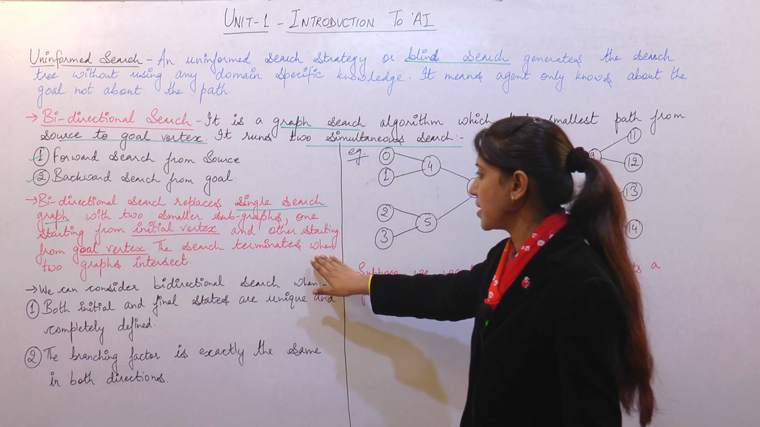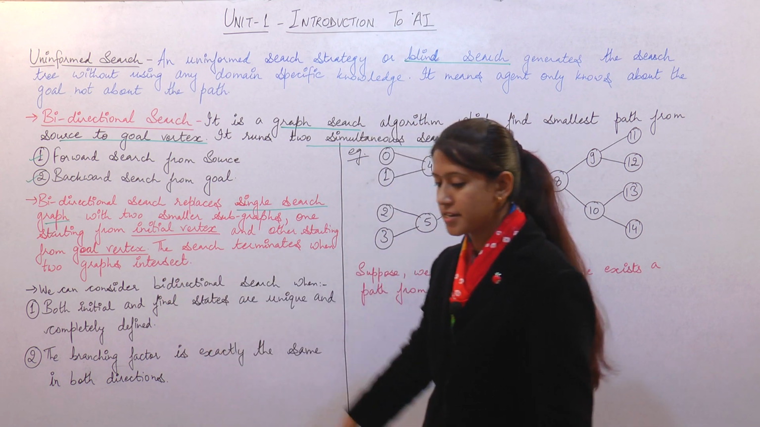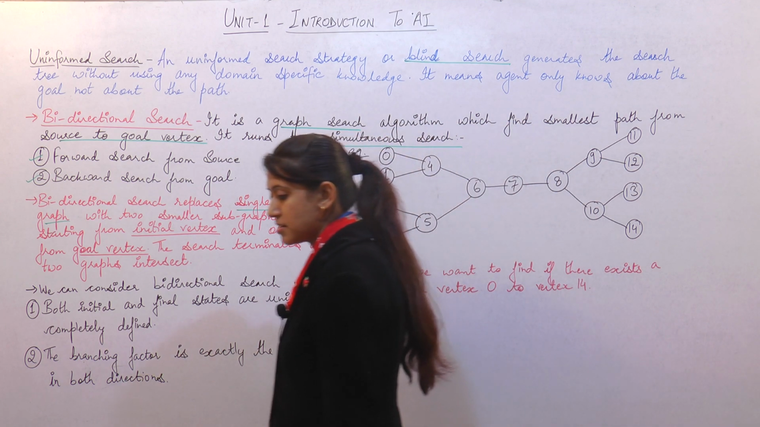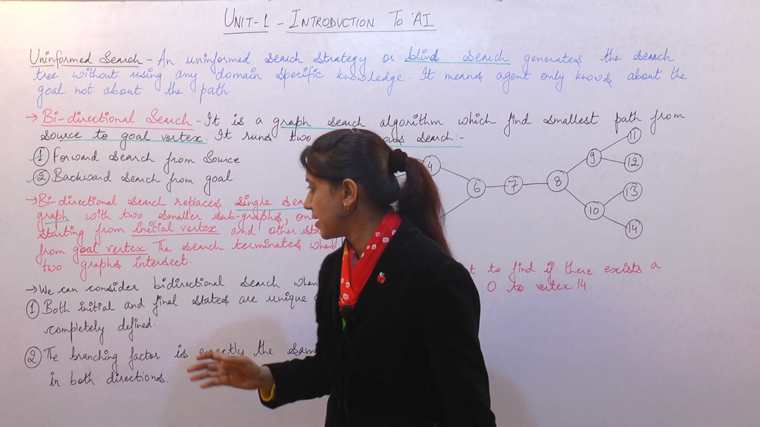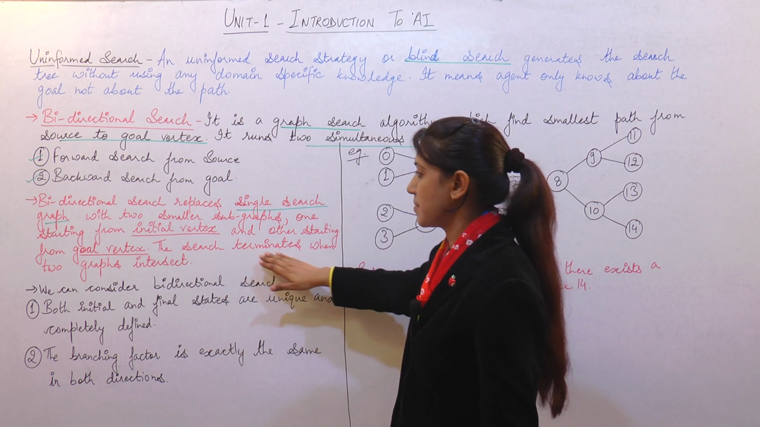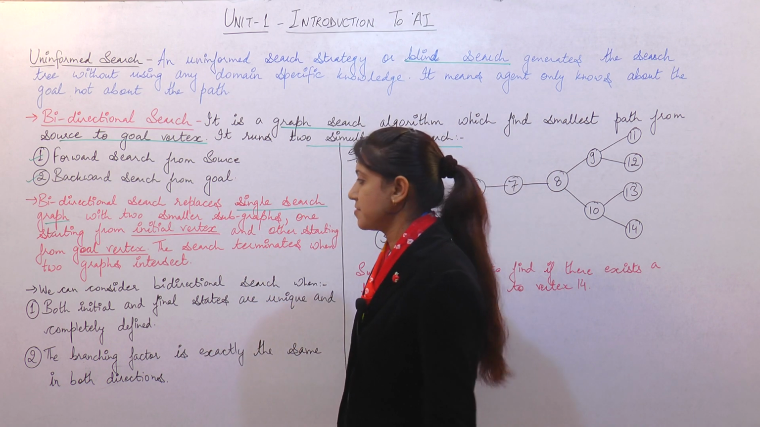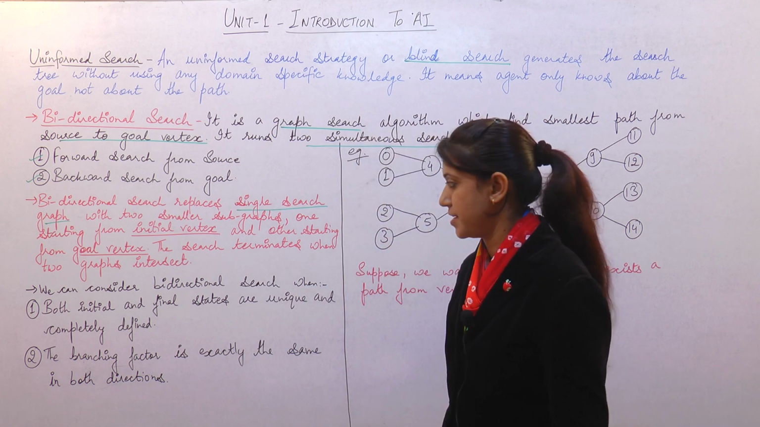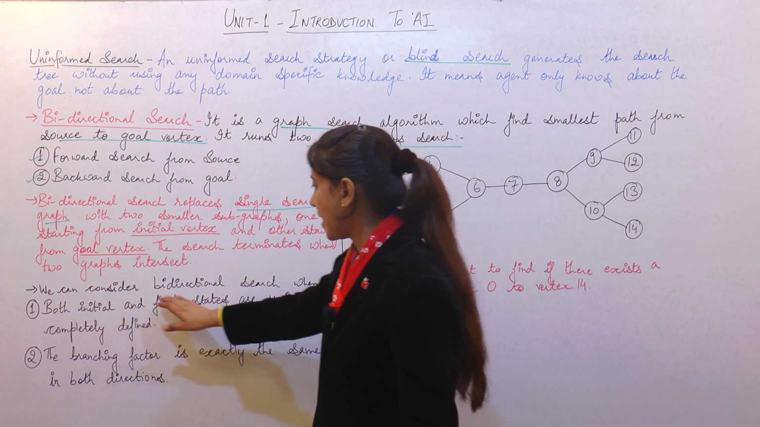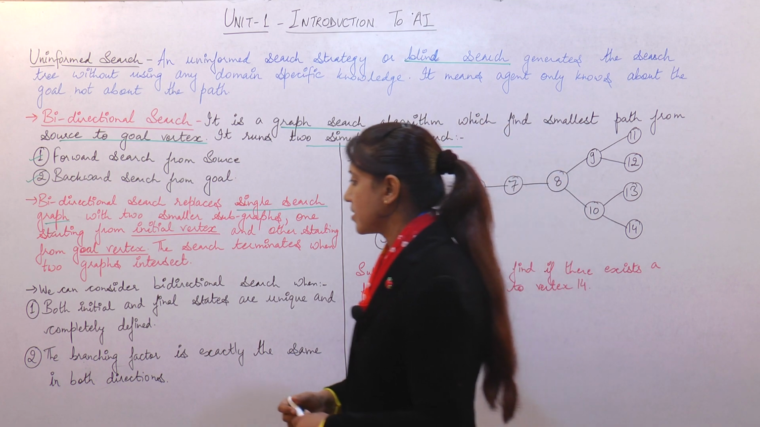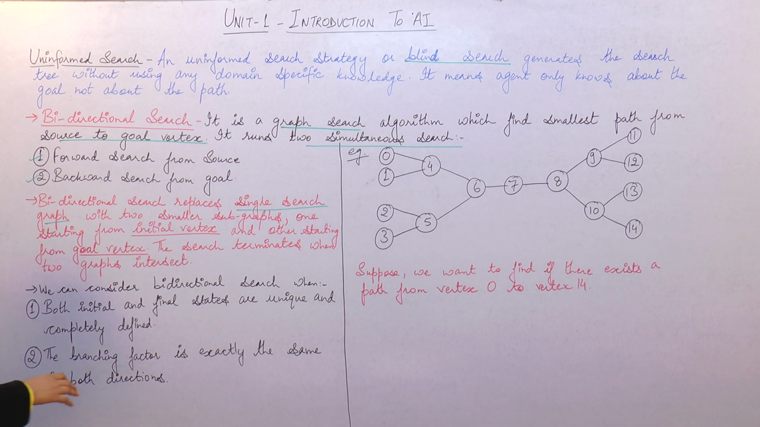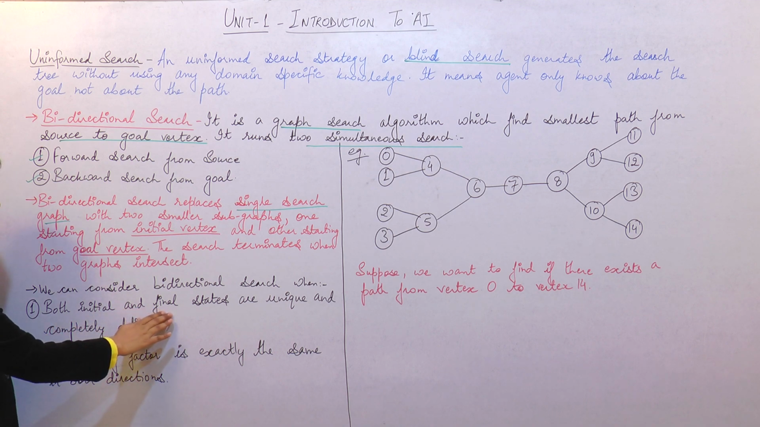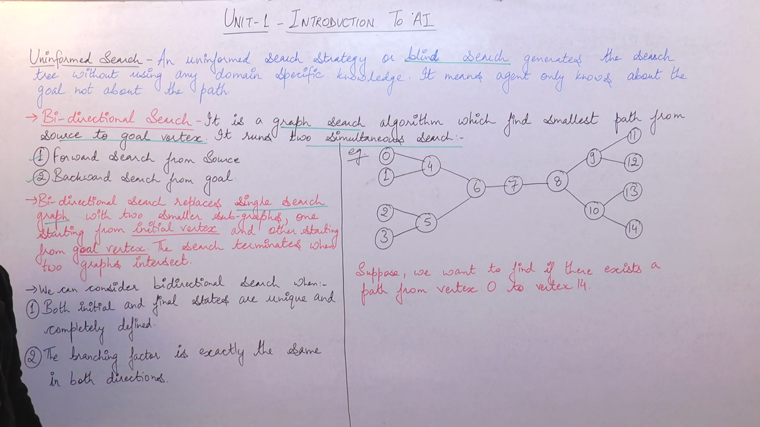The search terminates when the two graphs intersect. When we divide the graph into two parts, the search will terminate when both those graphs intersect at a point. We can consider bidirectional search when two conditions hold. First, both initial and final states are unique and completely defined.